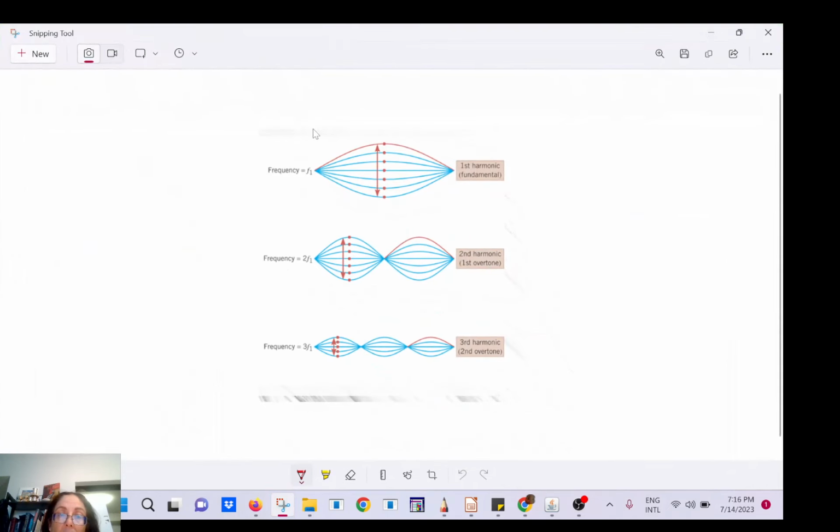So the first one, the length is given. So the length is L. And then you have the speed of the wave, V. And the speed is always distance divided by time. So the speed of a wave is always the wavelength divided by the period. Distance divided by time is equal to the wavelength times the frequency.